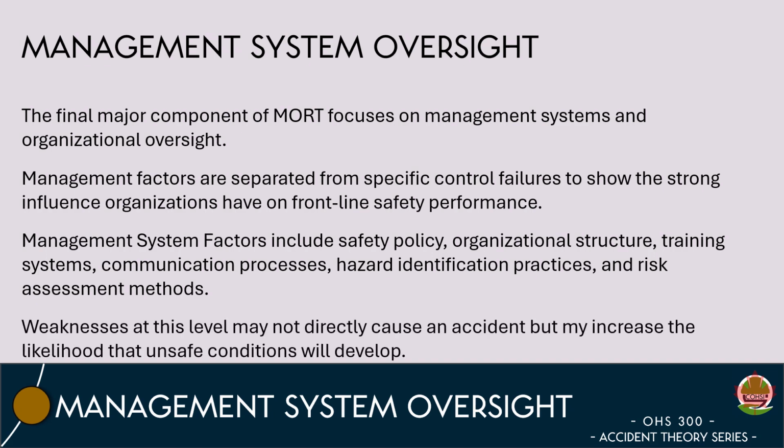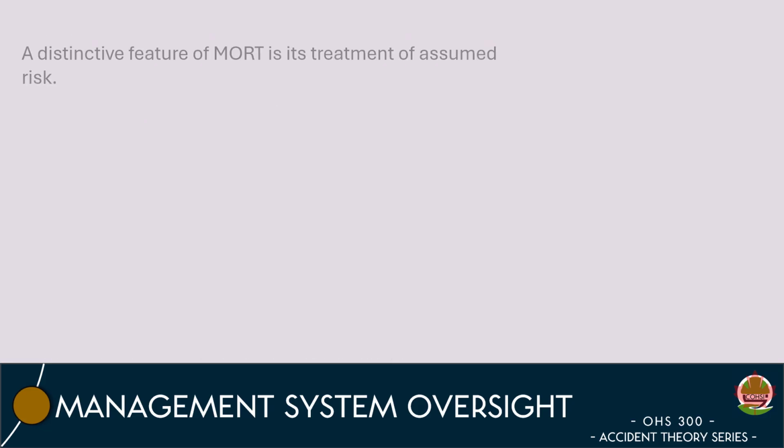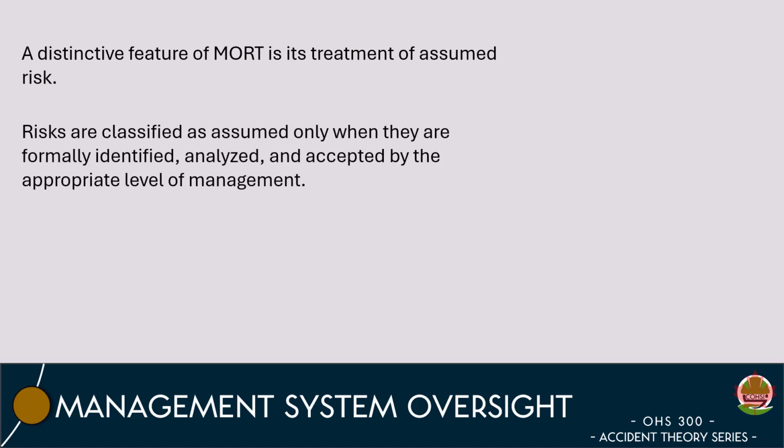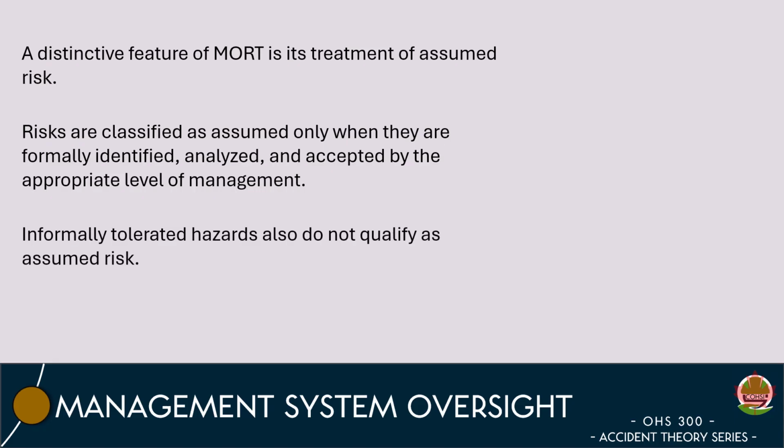Weaknesses at this level may not directly cause an accident, but they create conditions in which unsafe situations are more likely to arise and persist. A distinctive feature of MORT is its treatment of assumed risk. Risks are classified as assumed only if they have been formally identified, analyzed, and accepted by the appropriate level of management. This distinction is critical. Unrecognized, unanalyzed, or informally tolerated risks are not considered assumed risks under MORT. Instead, they remain within the oversights and omissions branch, reflecting a failure of the management system to properly address them.